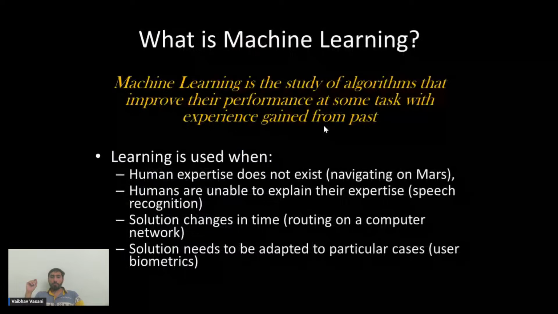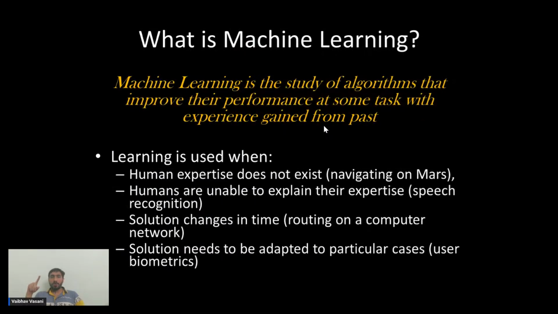Solutions need to be adapted for particular cases, like user biometrics. Yes, we might have seen in some offices people use fingerprints or iris scanning for attendance. This solution uses machine learning or deep learning algorithms in the backend. So there are many use cases. You might have seen some applications on Instagram and Facebook which use machine learning. You might have seen recommendations on shopping websites, maybe on Amazon, Myntra, or other websites.